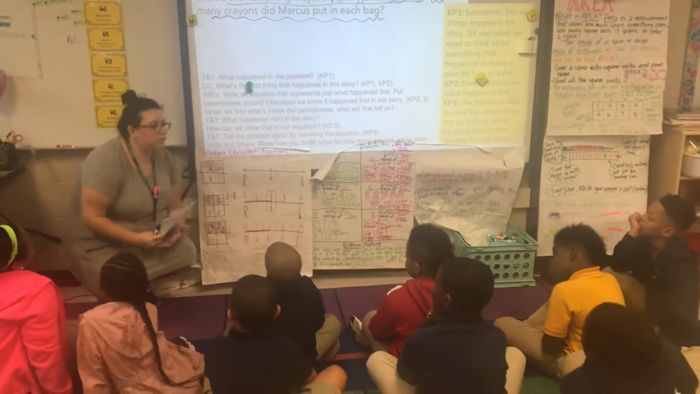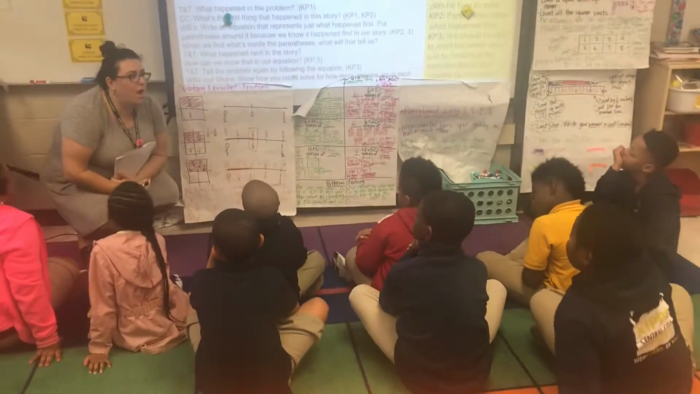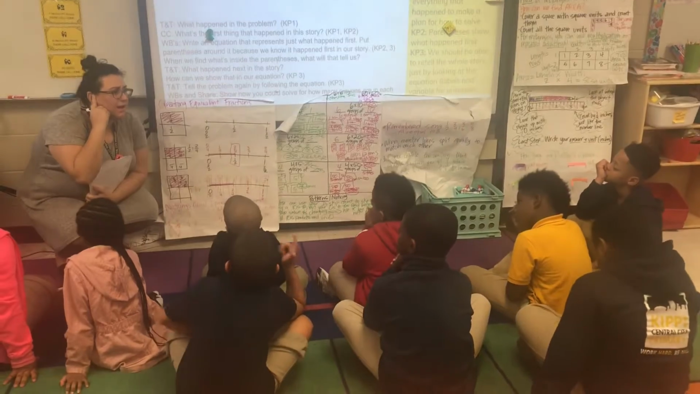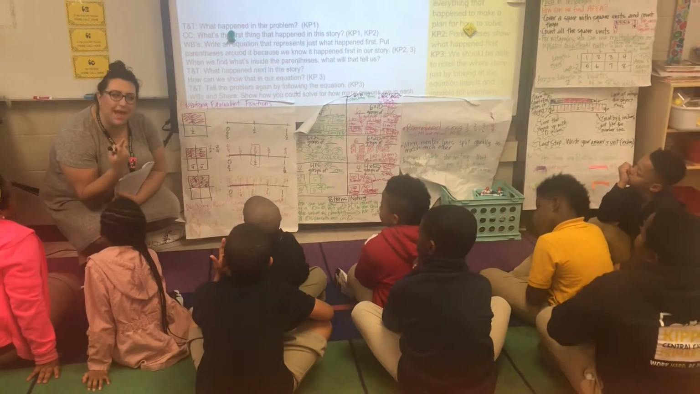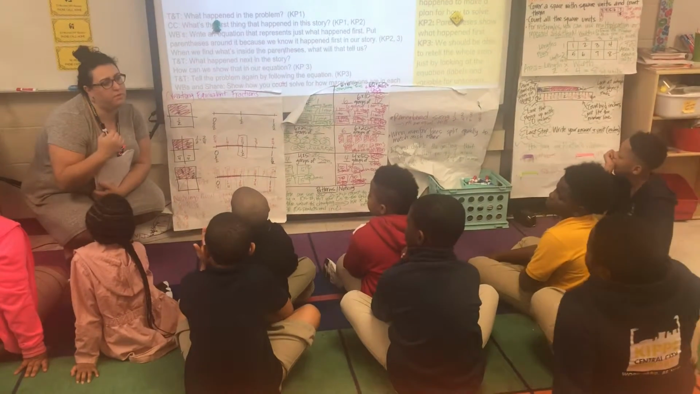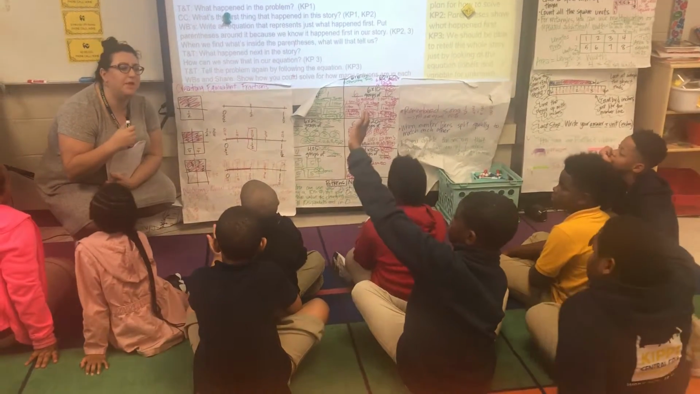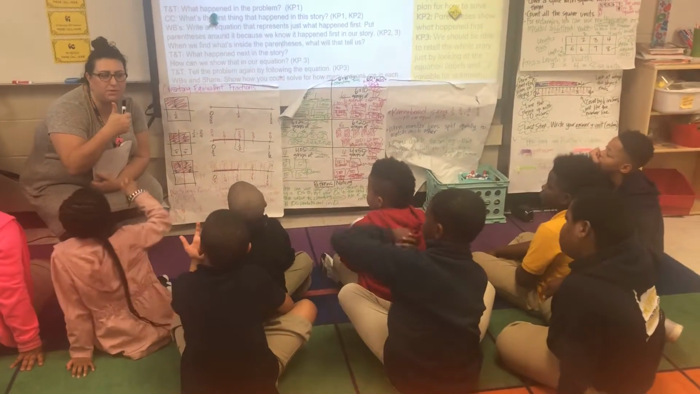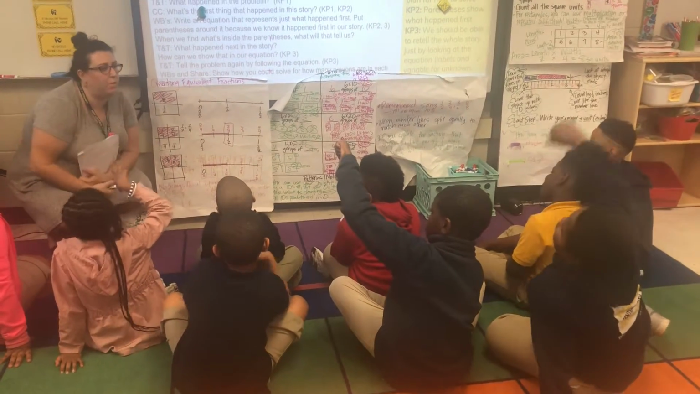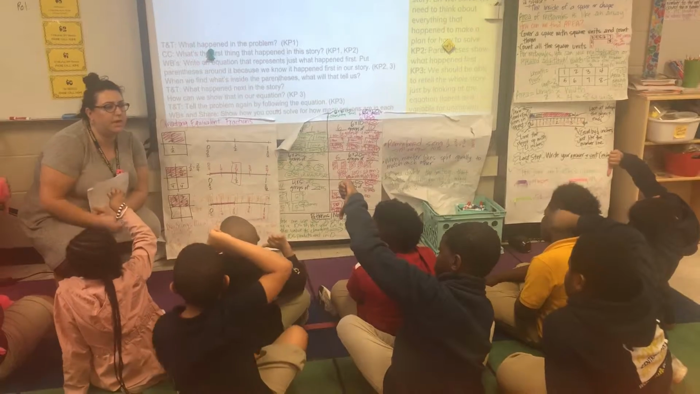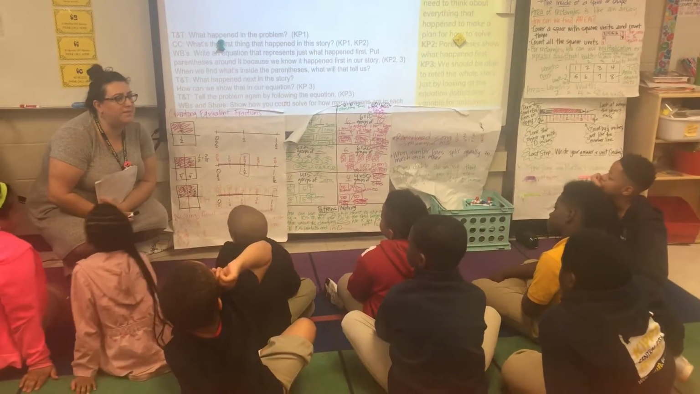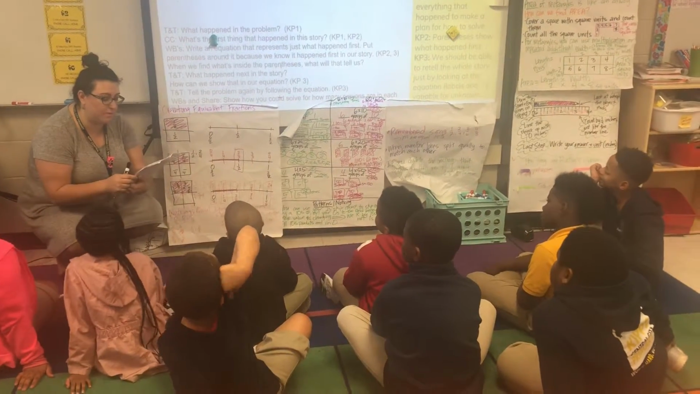Rajel's tracking me, Antoine's tracking me, Legend's tracking me. My question is, did only one thing happen in this story, or did more than one thing happen in this story? Thumbs up if only one thing happened in this story, thumbs down if more than one thing happened in this story. I see everyone with a thumbs down. More than one thing happened in the story.